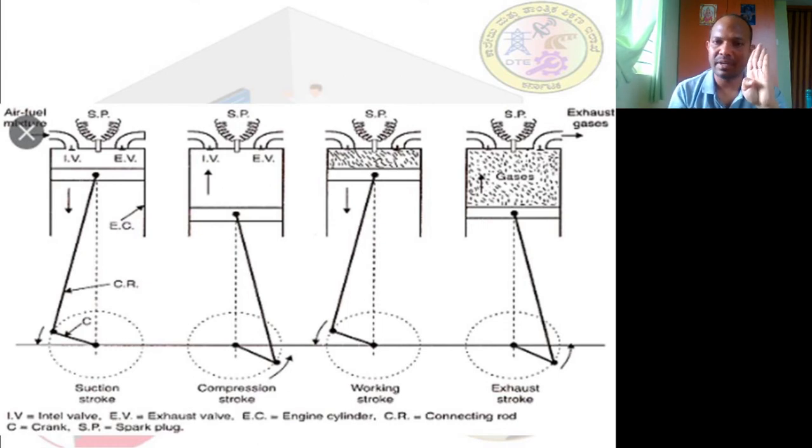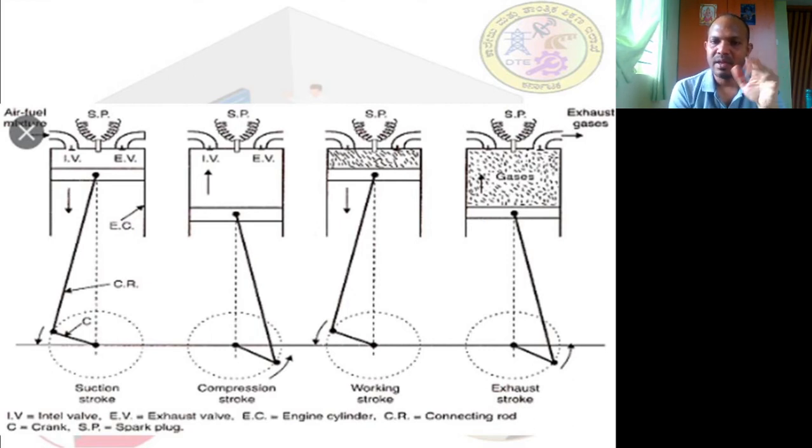So the fourth point, the crankshaft, or the crank, makes half revolution. Is it clear? So what happens in the suction stroke is half revolution; in the compression stroke, it is half revolution. These are the 4 points.